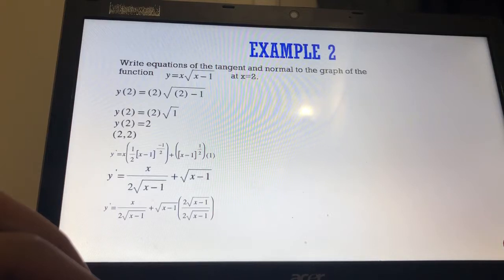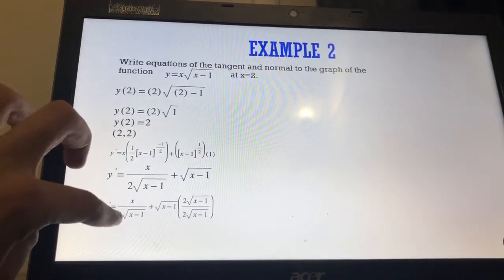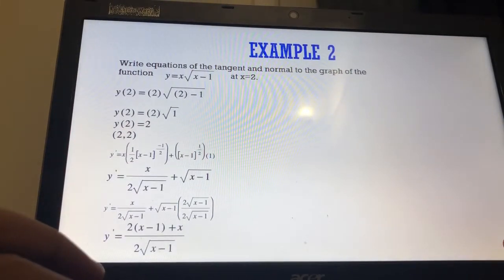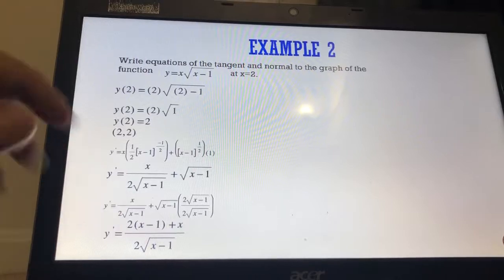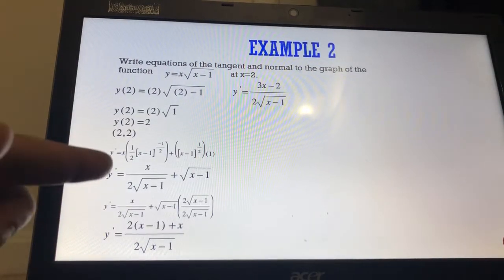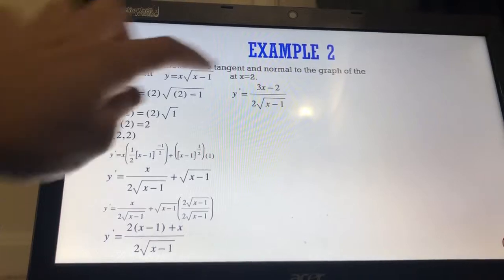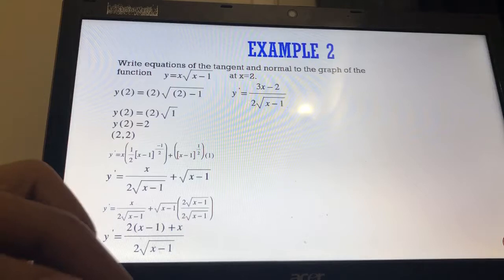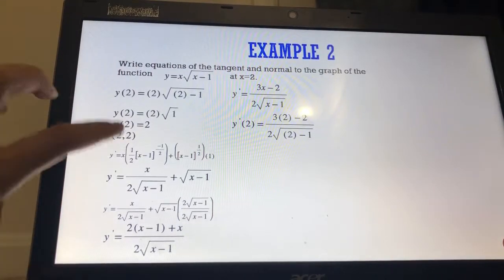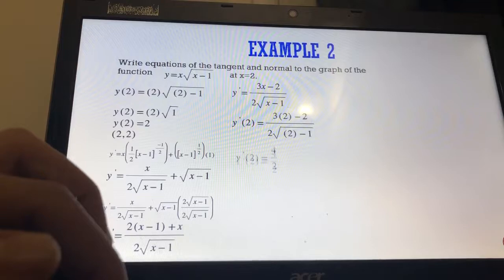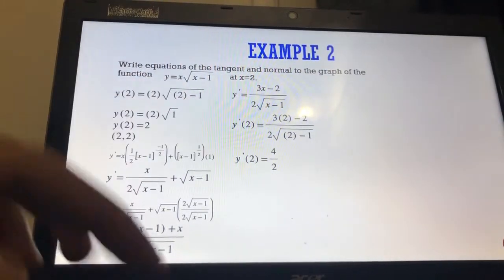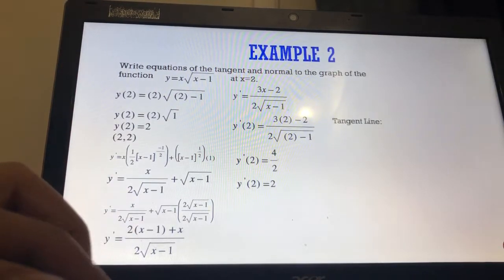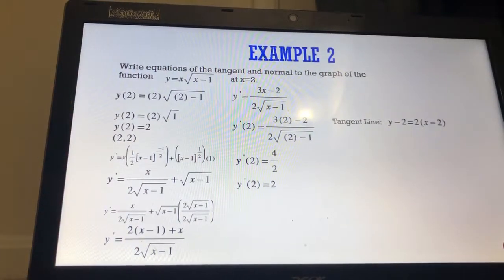And then after that, we multiply by 2 root x minus 1, so we have a common denominator. Then we get our common denominator, and then we FOIL the 2. So 2x minus 2, plus x, will make it 3x minus 2, and the bottom is the same. Now we substitute, and then we would get y prime of 2 equals 4 over 2, which equals 2. The tangent line is, again, the same.